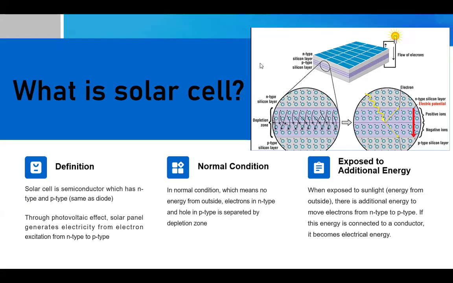In normal condition, which means no energy from outside like sunlight or solar energy, the electrons are in the n-type and the holes in the p-type, and they are separated by a depletion zone. However, if it is exposed to additional energy like sunlight, the electrons from the n-type will go through the depletion zone, and it becomes electrical energy. If we use a conductive path, we generate electricity.